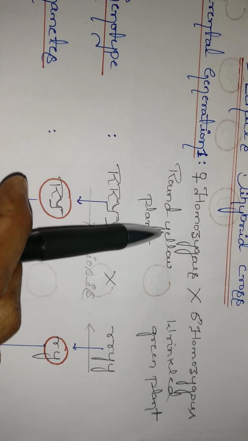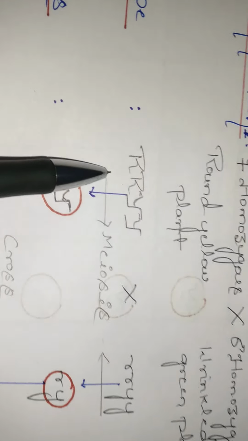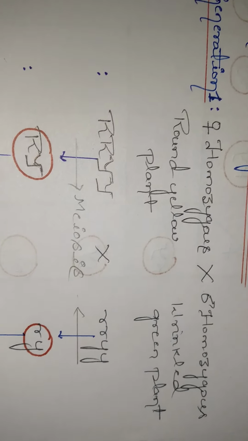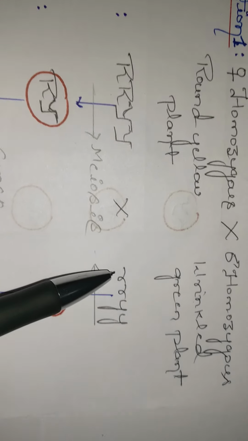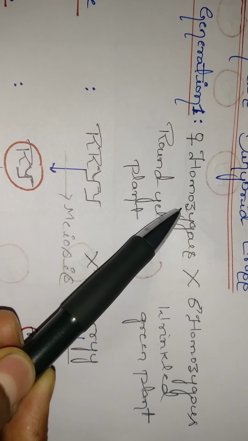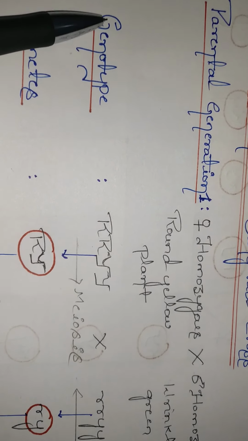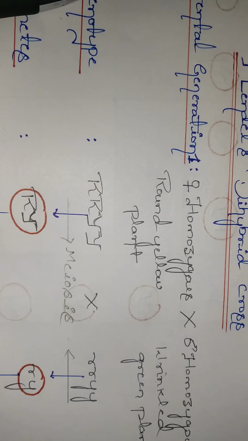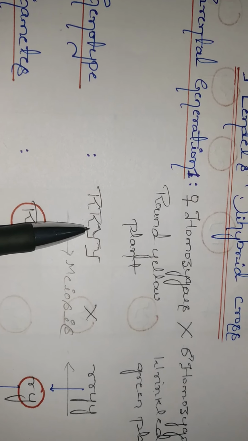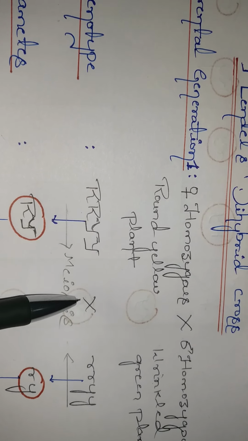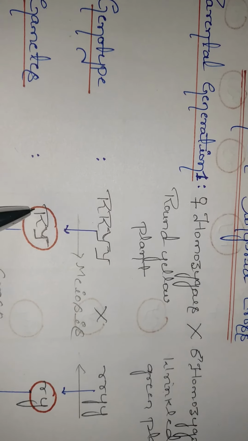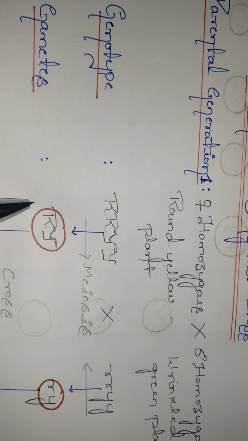The homozygous round yellow plants are represented by capital R, capital R, capital Y, capital Y. Here the recessive wrinkled green character is represented with small r, small r, small y, small y. So after the parental generation is taken, we get the genotype. Mendel got the genotype where it is represented. Once we have the genotype, it should undergo a process called meiosis, such that only after the meiosis process can the gametes be formed. So after meiosis, the gametes have been formed.